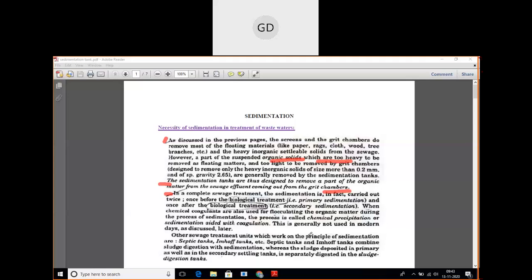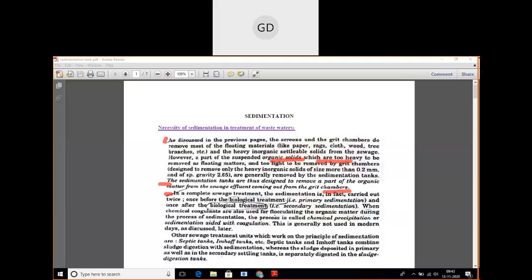Okay, so when these chemical coagulants are used for flocculating the organic matter during the process of sedimentation, as I already said, the shape and size of the materials can be changed by using a chemical, and that is known as sedimentation aided with coagulation. This one we have already discussed in your raw water engineering. So here also the process is similar.